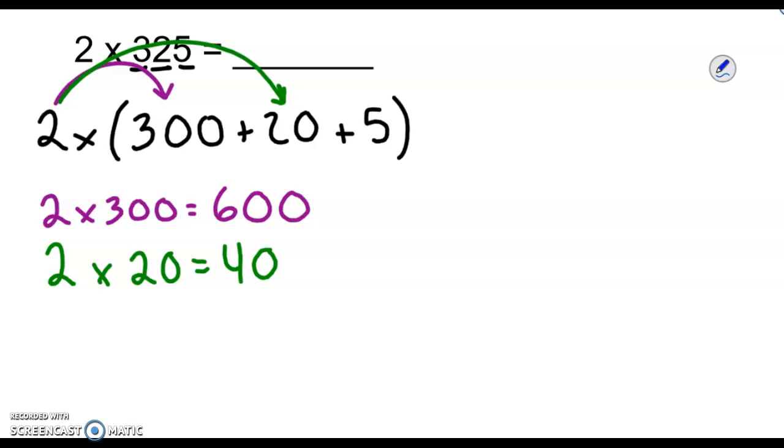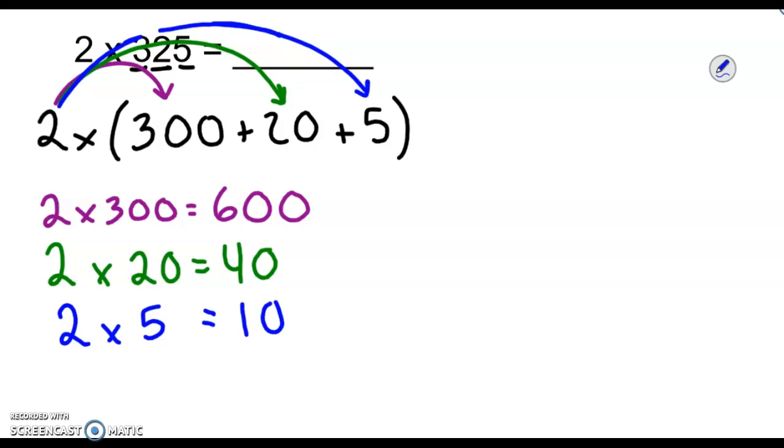Okay. Last one, we take the 2 and we share it with the 5. That's 2 times 5. And that just gives us 10. Okay. Well, now we have these 3 numbers here, 600, 40 and 10. We have to add those up.